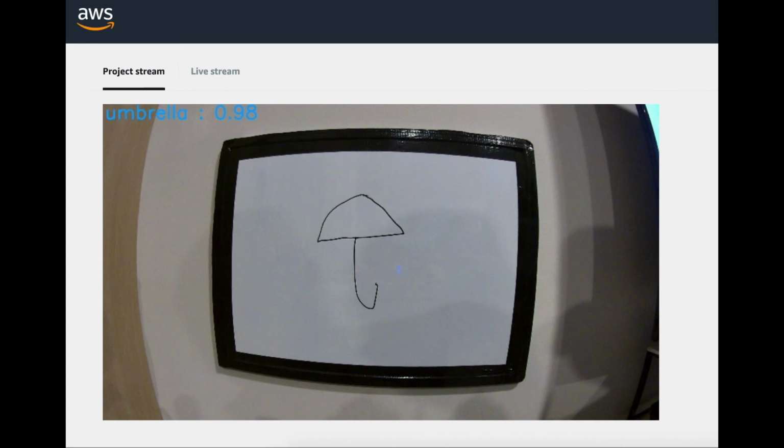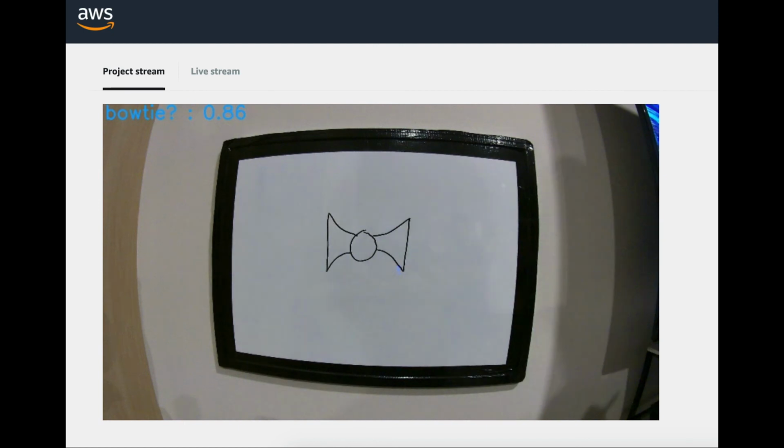Player 2. Are you ready for your turn? Yes. This is round 2 and player 2's turn. Your object to draw is bow tie. Start drawing now. Can I start guessing now? Yes. I see a bow tie. Nice job. You won this round. Your current score is 20.